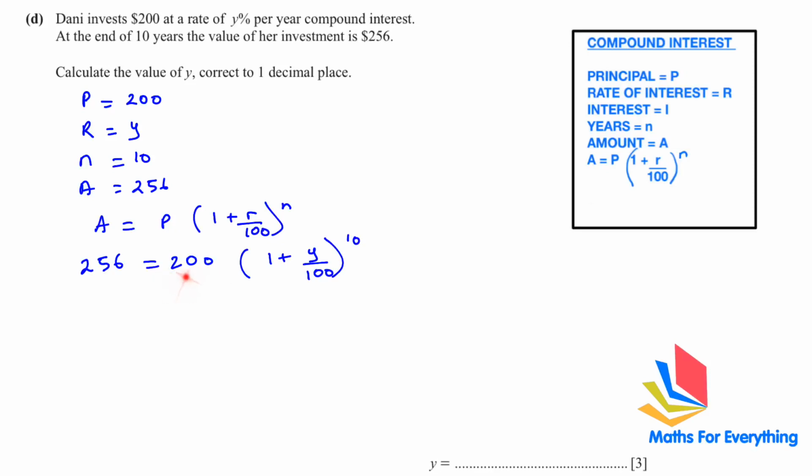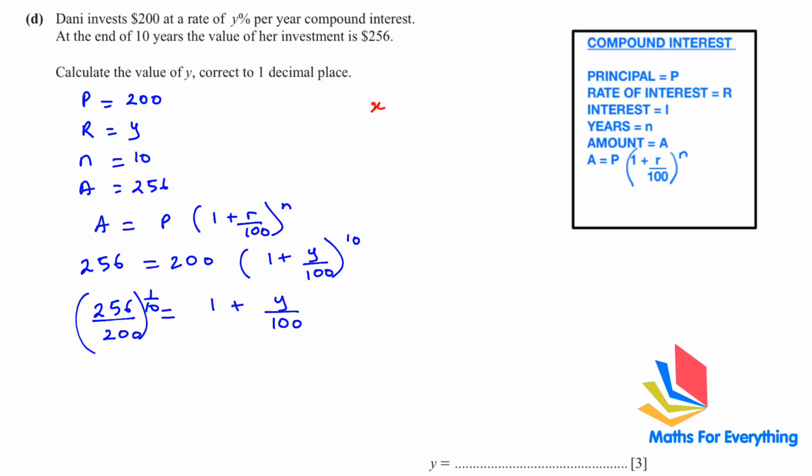This is a multiply. When I move to the other side, it will be a divide. So 256 divided by 200. Don't use the calculator now. It's easier if you just continue solving. And then you have the power of 10 remaining. If you move it to the other side, it will be 1 over 10. Let me explain it here.